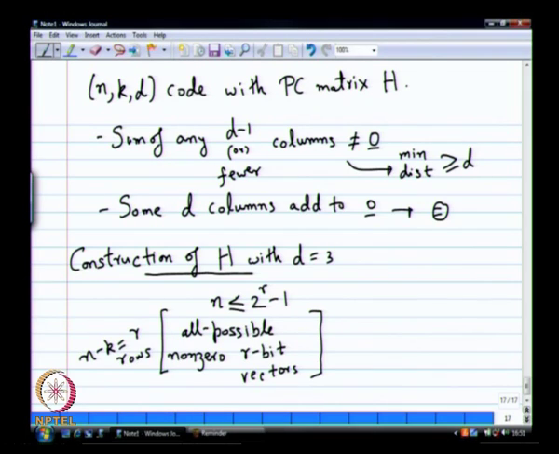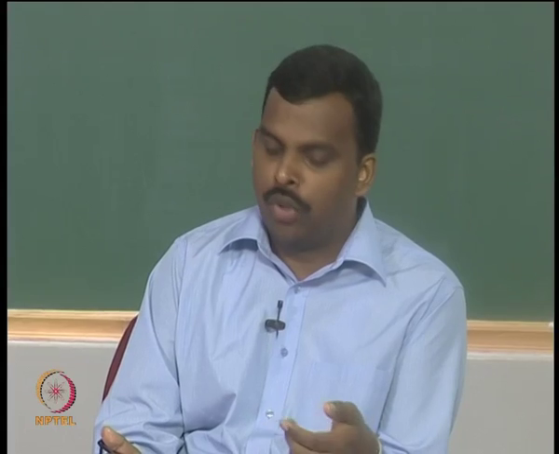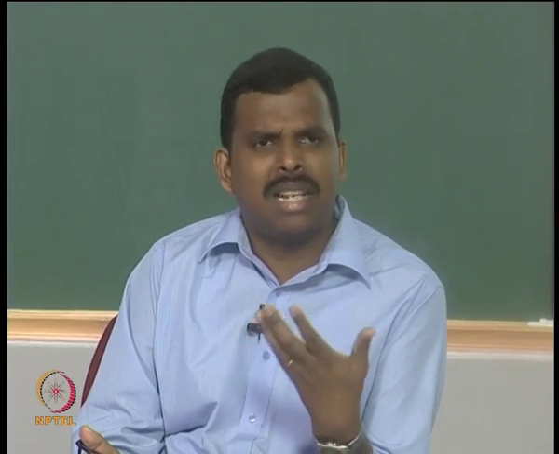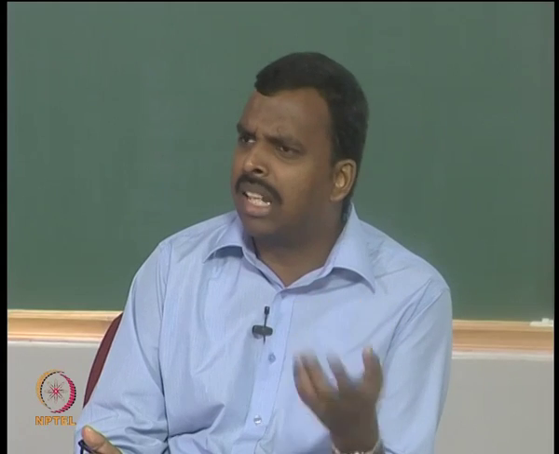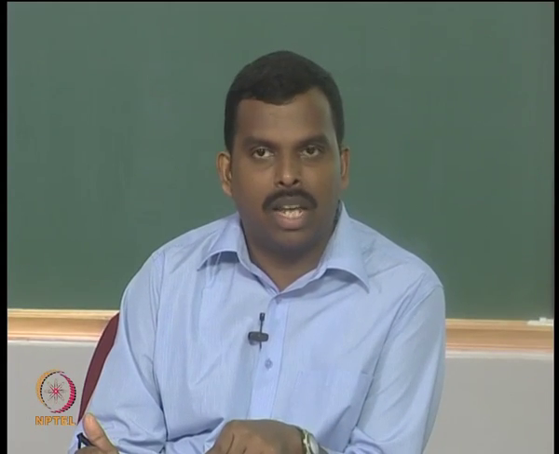Okay, seems simple enough, right? D equals 3 is not too hard. It's an easy enough construction. One can easily argue that there is nothing better that you can do. For a given R, you want to maximize n, right? Why would you want to maximize n for a given R? D is fixed and R is fixed. n minus k is fixed.